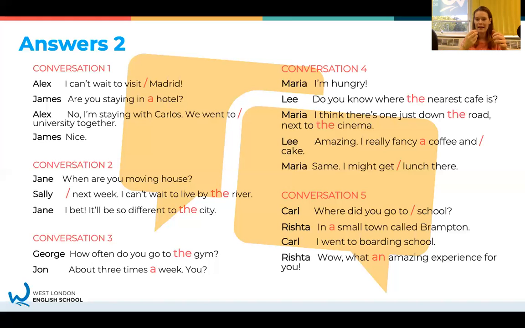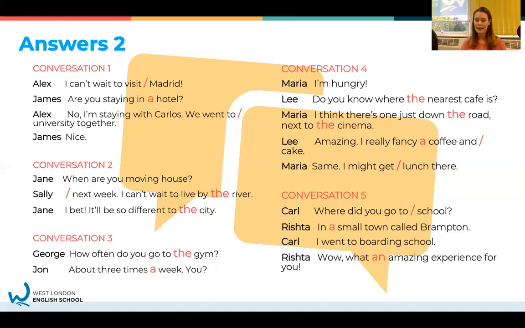So I would say, oh, I'm hungry. Do you know where the nearest cafe is? I think there's one just down the road. It means the road that we are currently on. So it's obvious. And she says next to the cinema. Now, first of all, it might be obvious which cinema it is because they're on the road outside. And also the cinema is a place in the town which always uses the.